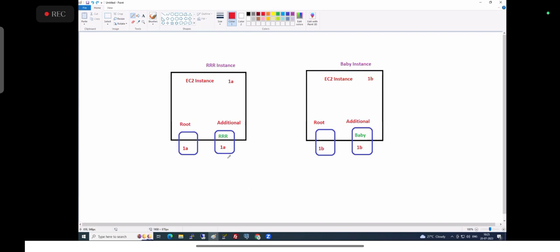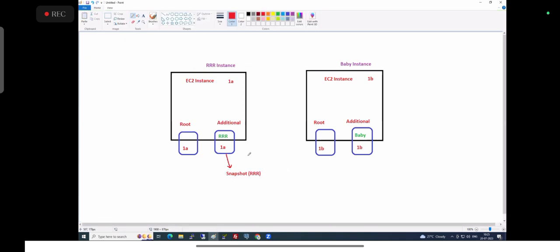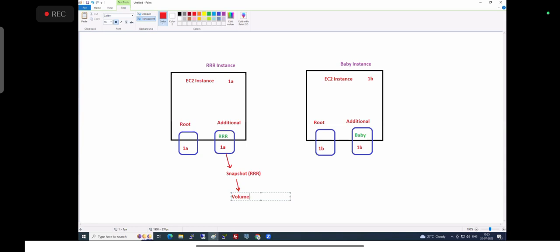Take a snapshot. Can you take the snapshot of this volume? Yes. What does the snapshot contain? The triple R movie. And from this snapshot, what do you create? You can create a volume, and this volume also has triple R. In which availability zone should I create this volume? I want to attach it to something else, right? I need to create it in 1B.